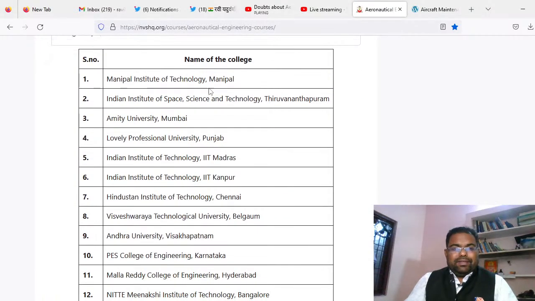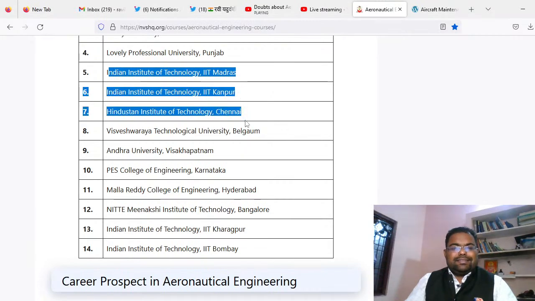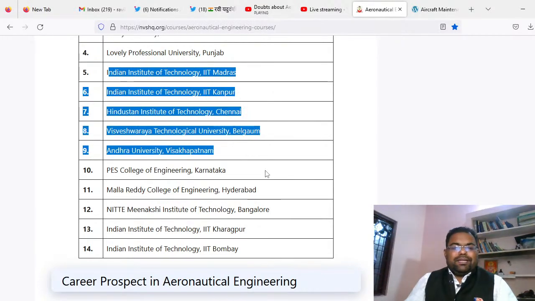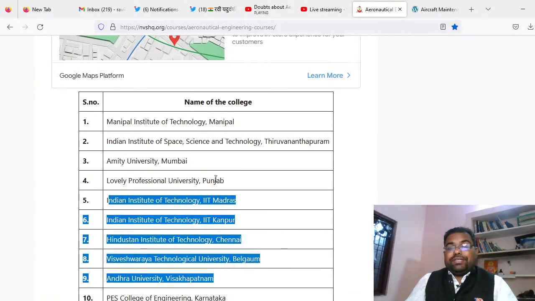So here, a lot of names are given, but as I already said, these are the premier institutions, right? IITs and ISTs, and apart from that, you can go for a local university, in which MET comes, right?